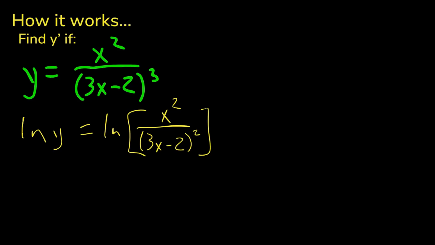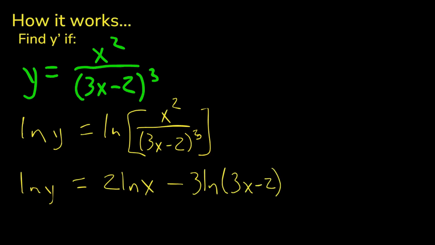and then using the properties of logarithms, we can expand the right side. In order to expand that, I used the quotient property and the power property to bring the exponents down. Then we use implicit differentiation to get y prime. So differentiate both sides. The left side, you're taking the derivative of natural log of y with respect to x, so it's going to be y prime over y.